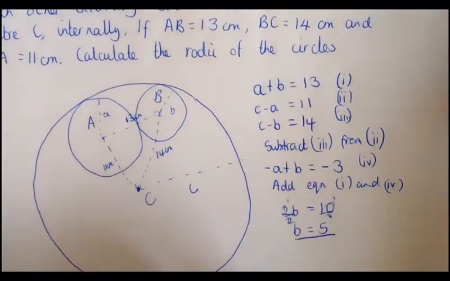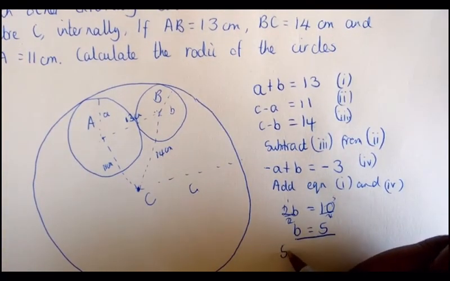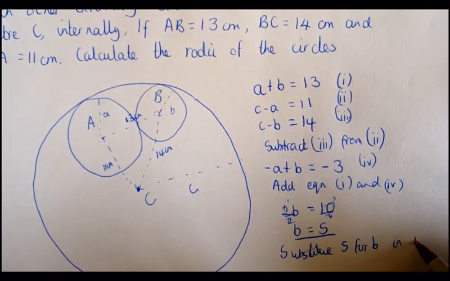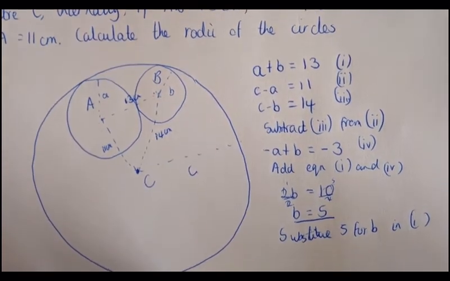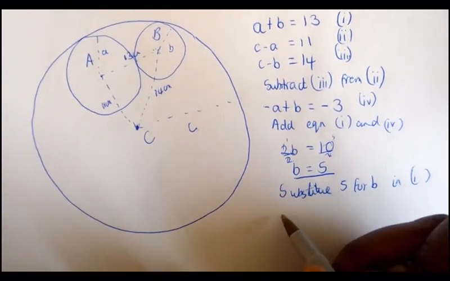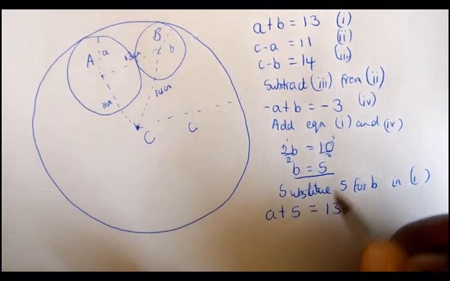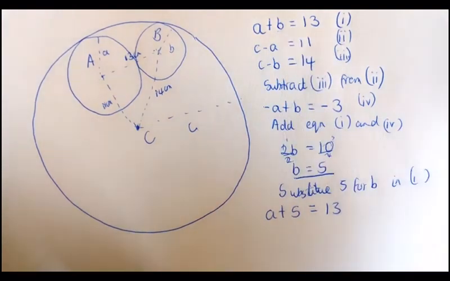Then the next thing that we do is we substitute 5 for b in equation 1. So if we substitute 5 for b, it becomes a plus 5 in equation 1 is equal to 13. We just substituted 5 for b here.